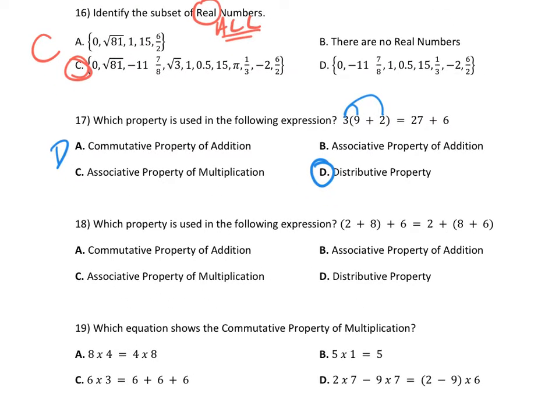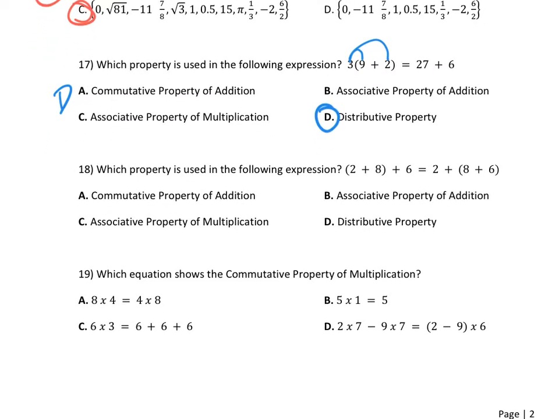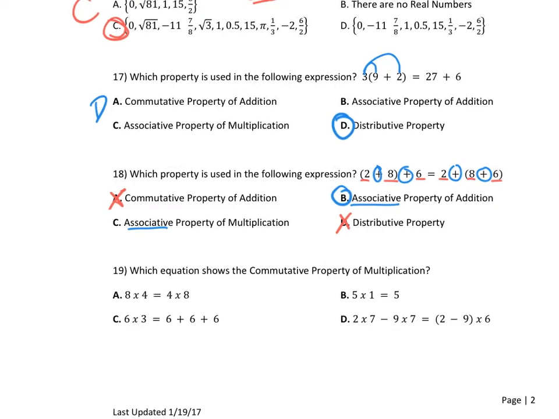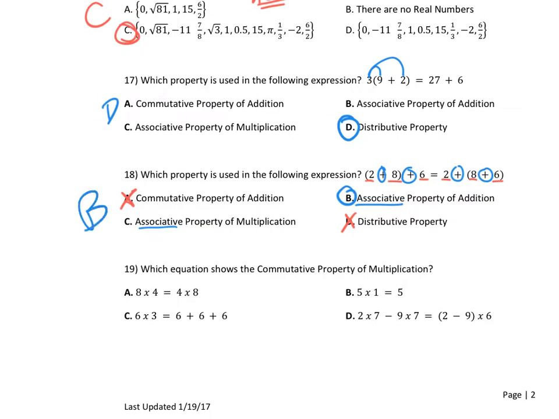Number 18. So what happened? The order stayed the same. We still have 286, 286. So that means it's not commutative. Commutative is when the order changes. They didn't do any multiplication. They didn't do any distributing, so it's not the distributive property. Since the parentheses moved, that's what makes it the associative property. And then the numbers that we're dealing with are being added. The parentheses moved around an addition problem. So since we're adding, that makes it the associative property of addition. So B is the correct answer for 18.